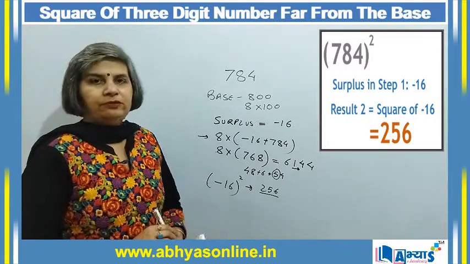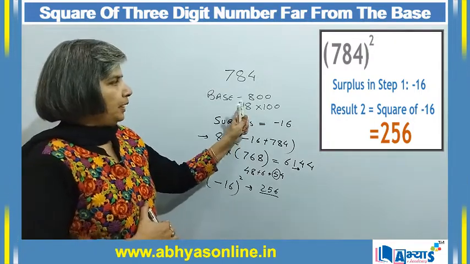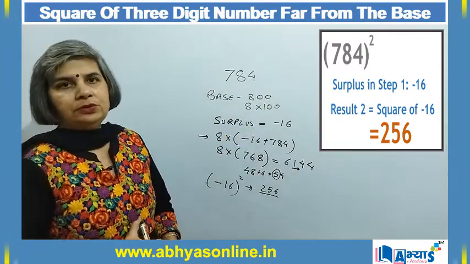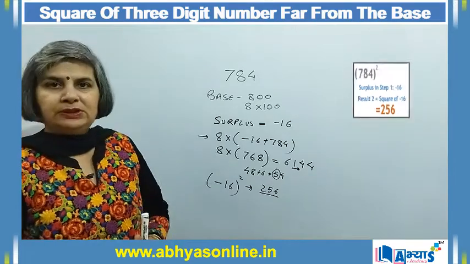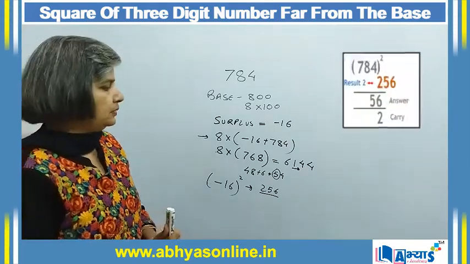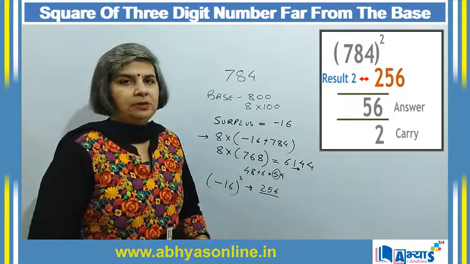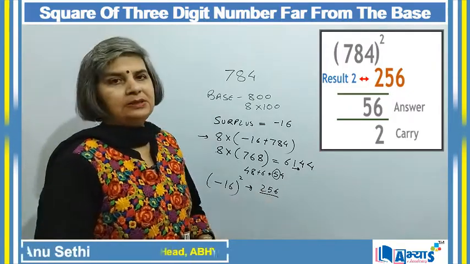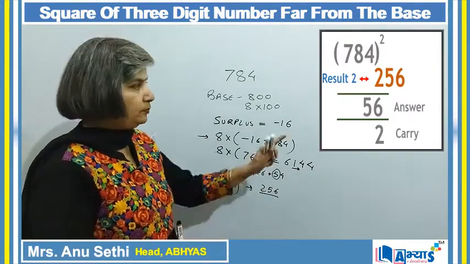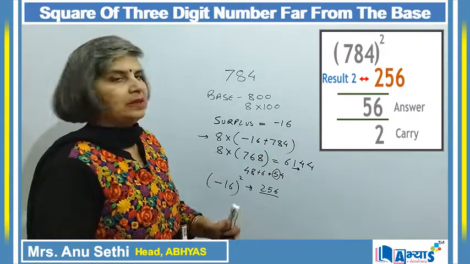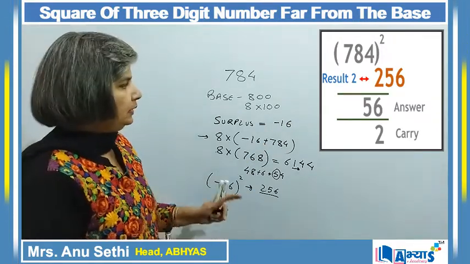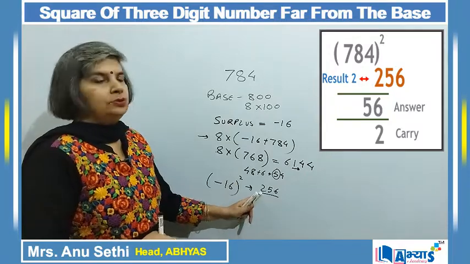the answer is 256, but I know that in the base I have 2 zeros, so I will be using 2 digits at a time in the answer. So out of these I will use the digit at the tens and the ones place, that is 56 is prefixed in the answer and 2 is considered as carry. So in the next step I will add this 2 to the result 1.